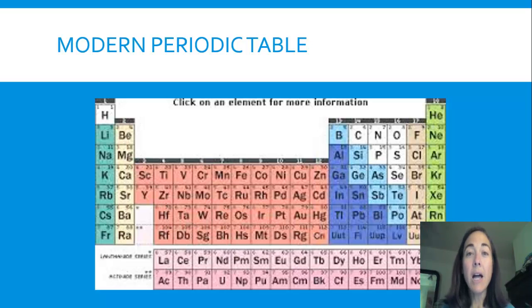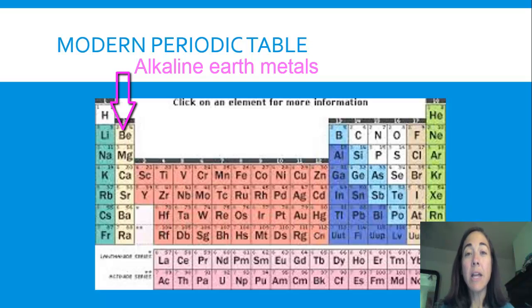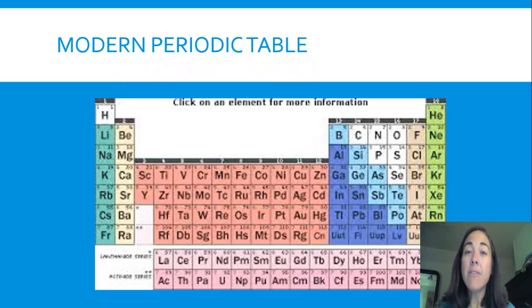The green column or group number 1 on the left side are the alkali metals. These are very reactive metals and they have one valence electron. Next to the alkali metals is a yellow column named the alkaline earth metals. Group 2 elements have 2 valence electrons in their outer shell, and these metals are also very reactive.